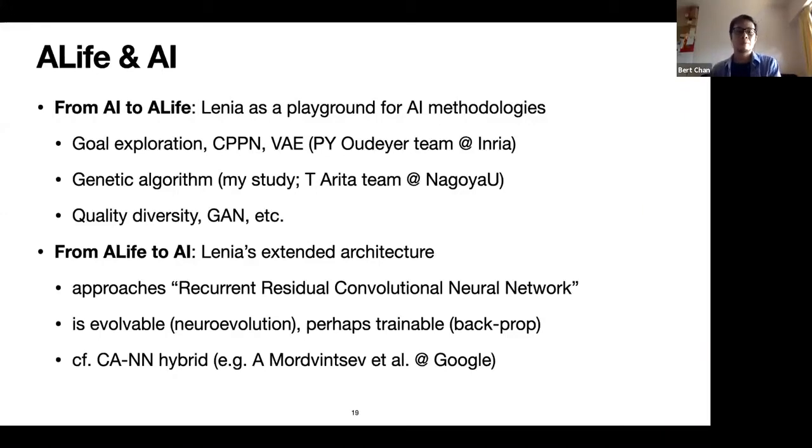So Lenia can be the bridge between ALife and AI. That means Lenia can be a playground for deep learning or AI methodologies. And also the Lenia architecture can become a neural network that can be evolvable or even trainable.